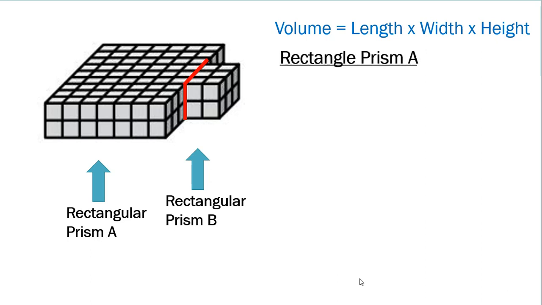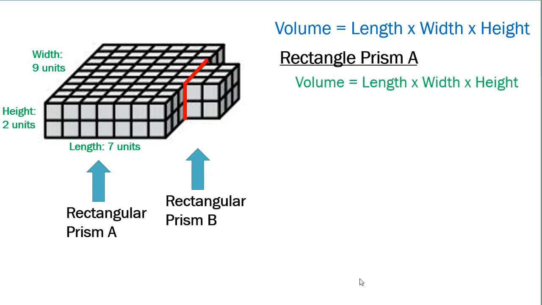So let's start by finding the volume of rectangular prism A. Here we see the length is 7 units, the width is 9 units, and the height is 2 units. So we can insert these dimensions into our formula. 7 units times 9 units times 2 units.